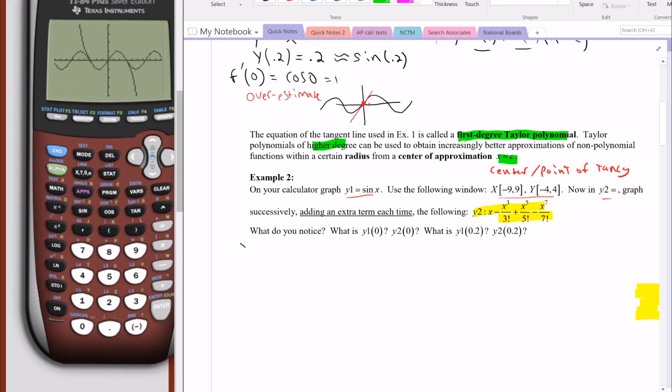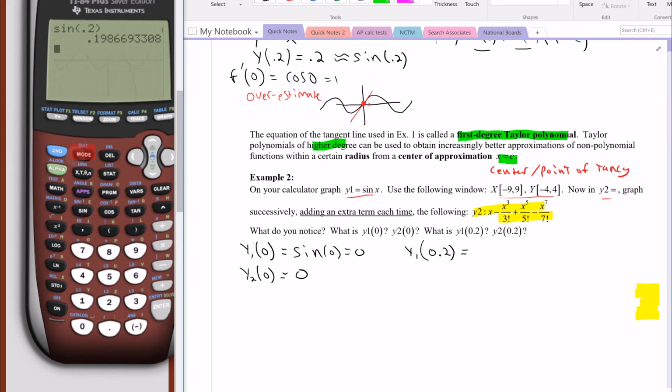Let's answer these. What's y1 of 0? Right, this is basically sine of 0, which is 0. Then it asks what is y2 of 0, which is basically plugging in 0 to this polynomial, which, notice, each term has an x, so you're also going to get a 0 there. It asks what's y1 of 0.2.